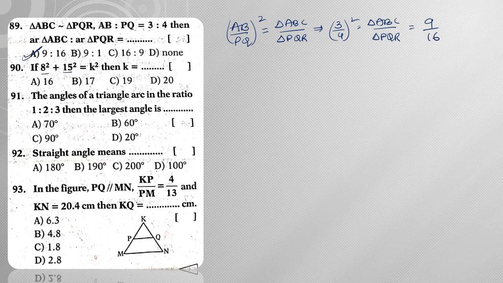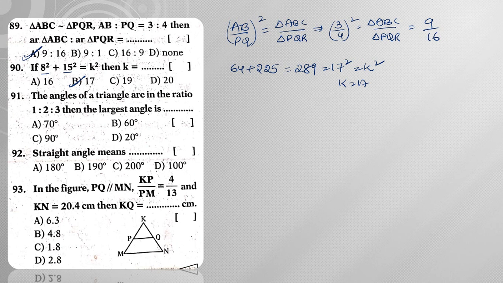Next, 8 square plus 15 square. 8 square is 64 plus 15 square is 225, which is equal to 289, which is equal to 17 square, which is nothing but k square here as well. So from this k is equal to 17. So the value of k is 17.